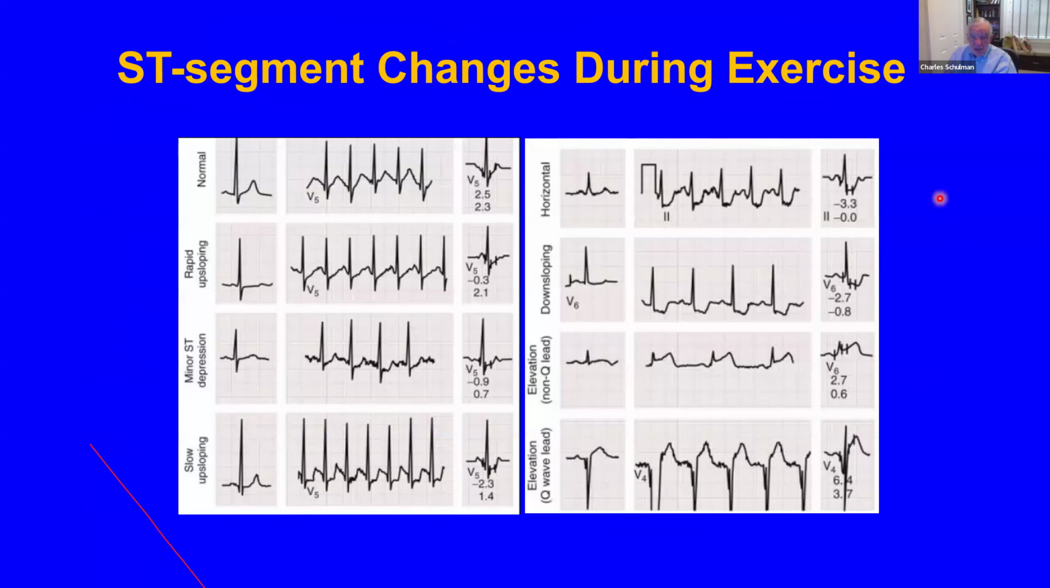Now, here are ST segment changes during exercise. They're ST depressions. So here's normal, and then here's abnormal: slow upsloping, horizontal, but especially horizontal and downsloping that persists into recovery of a stress test. So this is a positive stress test indicating ischemia during the stress test, manifested as ST depression.